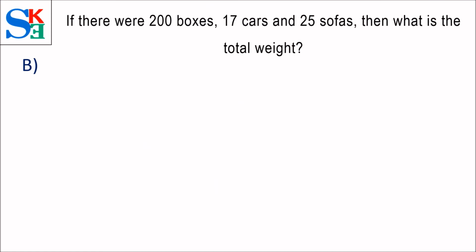Now on to B. There are 200 boxes, 17 cars, 25 sofas. Then what is the weight? What were boxes? Boxes were 35. Cars were 500.